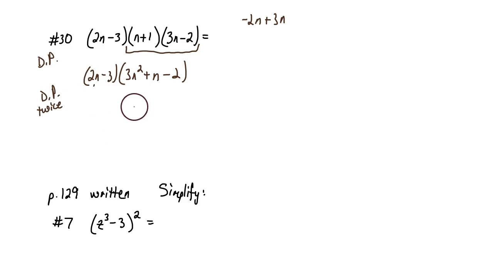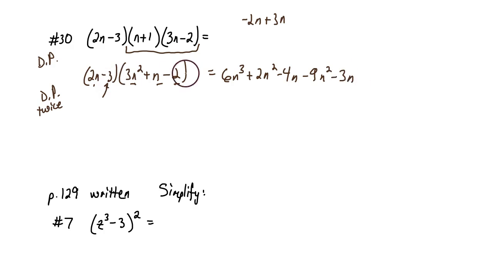Start with the 2n and times it to all three of those. 2n times 3n squared is 6n cubed. 2n times n is positive 2n squared. And 2n times negative 2 is negative 4n. Now jump over here to this minus 3 and distribute it to all three of those. Negative 3 times 3n squared is negative 9n squared. Negative 3 times n is negative 3n. Negative 3 times negative 2 is positive 6.